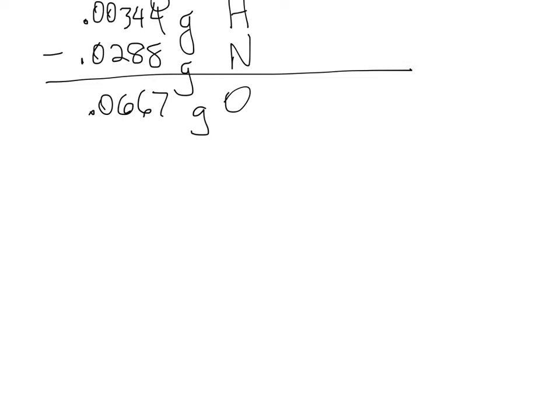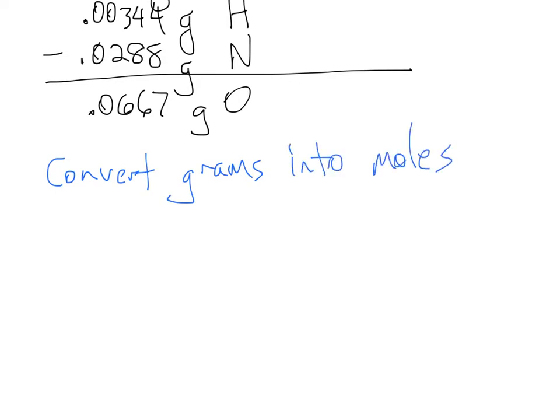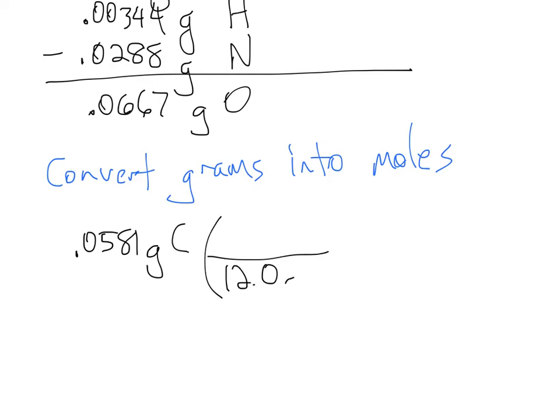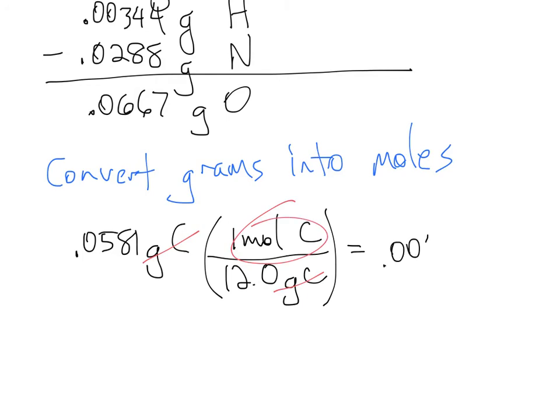Finally, we've got to a point where you can start converting grams into moles. So we've got masses for each of the elements in the unknown compound. Let's start with the carbon, 0.0581 grams of carbon. We're going to use the atomic weight of carbon to get moles. If you follow the units, grams of carbon crosses out, and you're left with moles of carbon, and it works out to be 0.00484 moles of carbon.